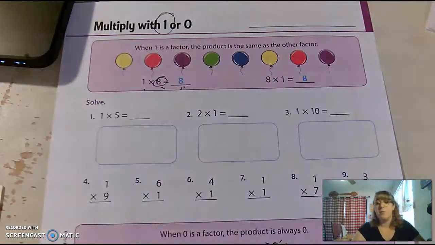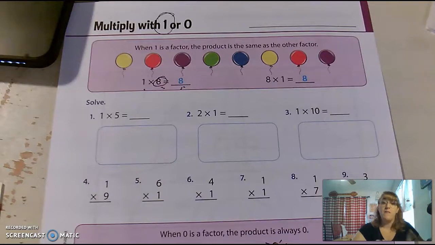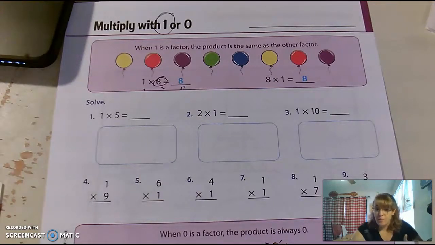So let's say I multiply 10 times 1. Well, it's going to be 10. Let's say I multiply a billion times 1. It's going to be a billion. Let's say I multiply 5,745 times 1. It's going to be 5,745. That is really cool about the number 1. You don't really have to memorize anything. You just look at the other factor.